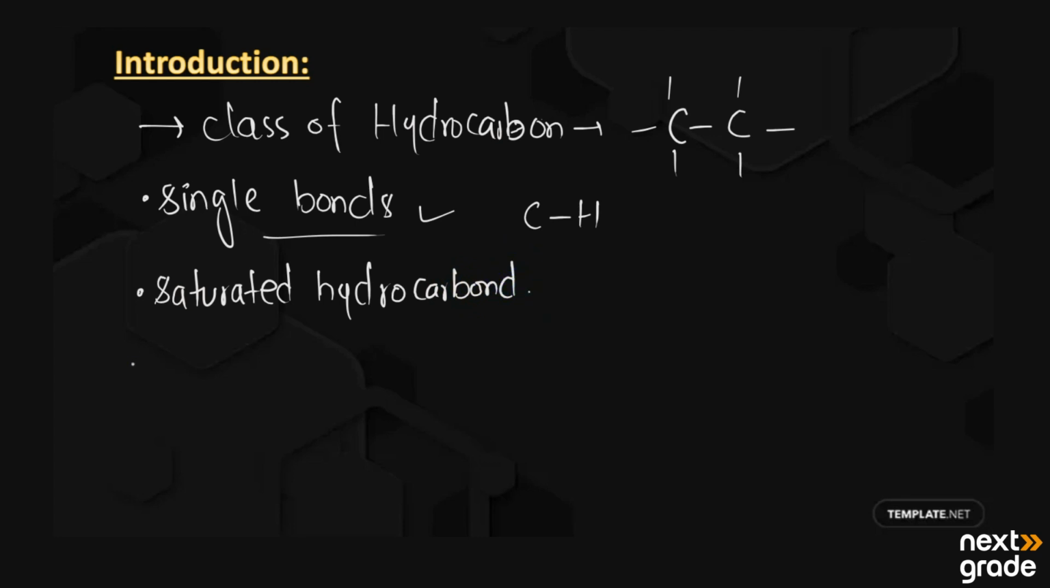The general formula for the alkanes is CnH2n+2, where n stands for the number of carbon atoms in the alkane. So the number of carbon atoms in an alkane is denoted by the letter n. This was a simple overview of the alkanes.